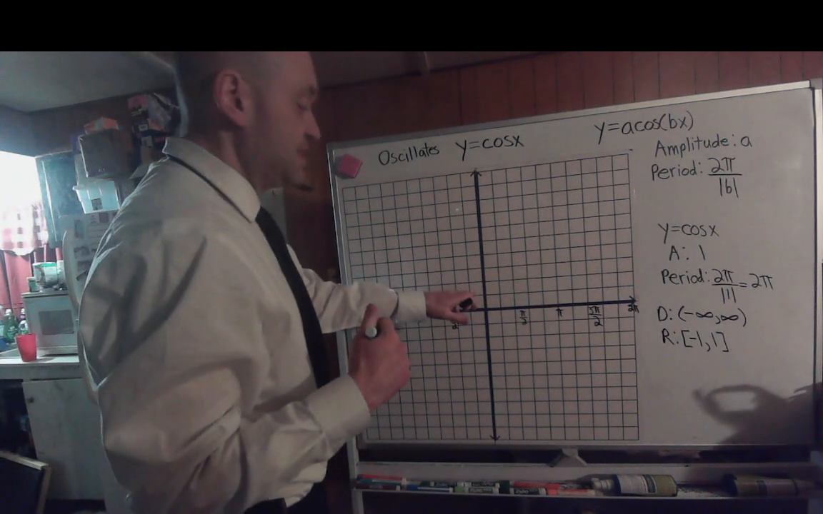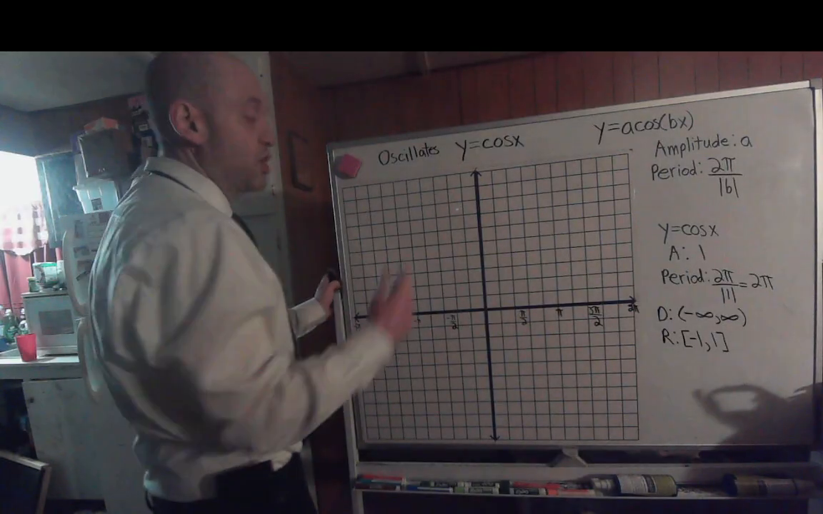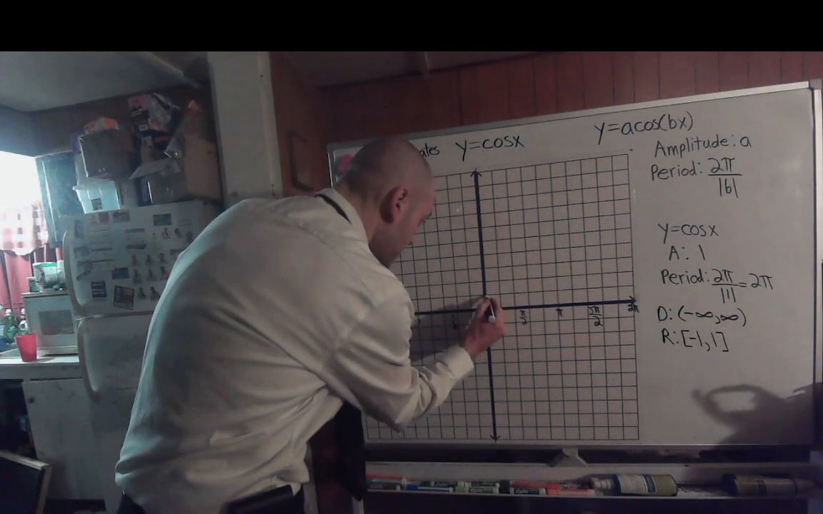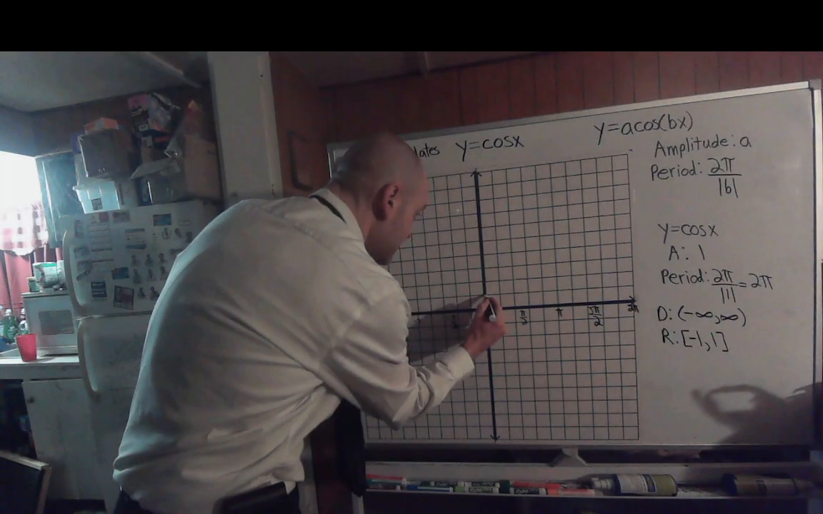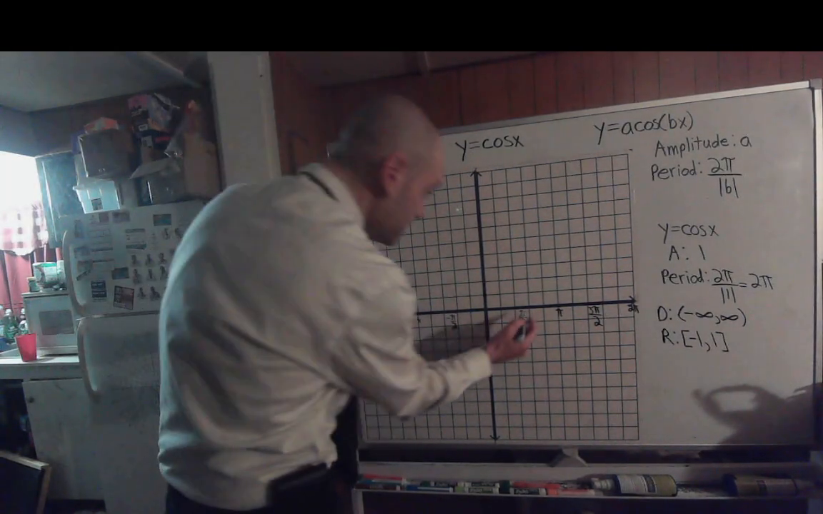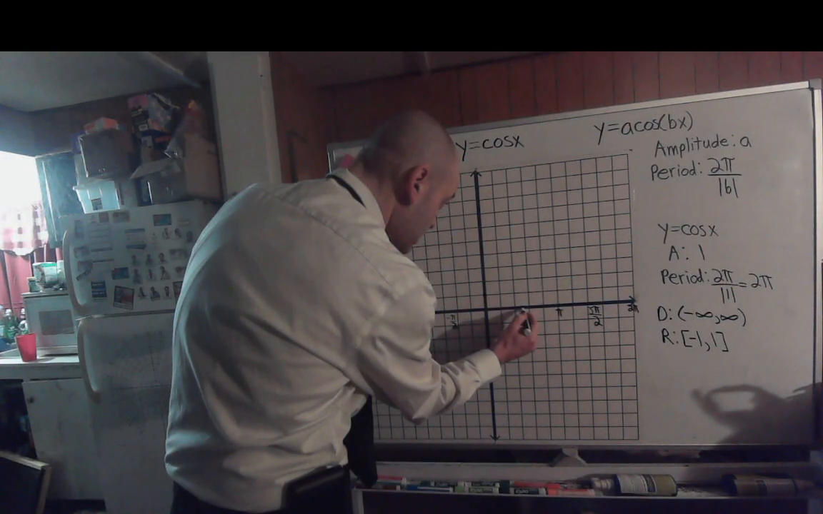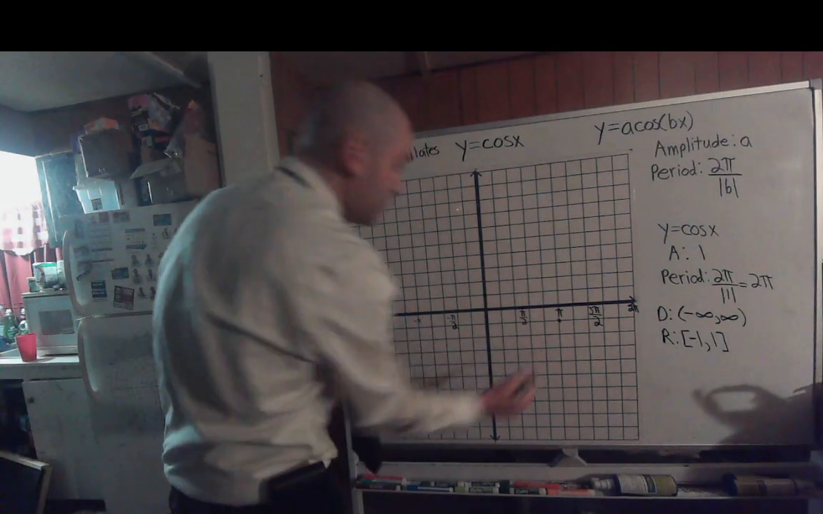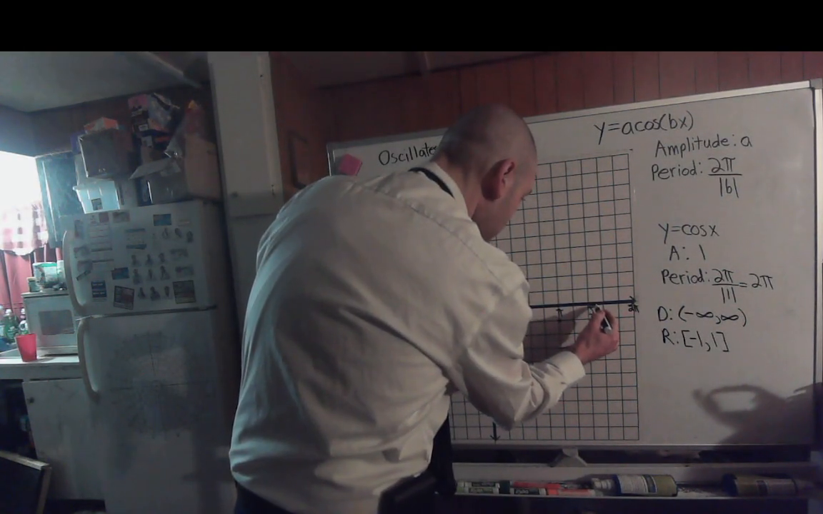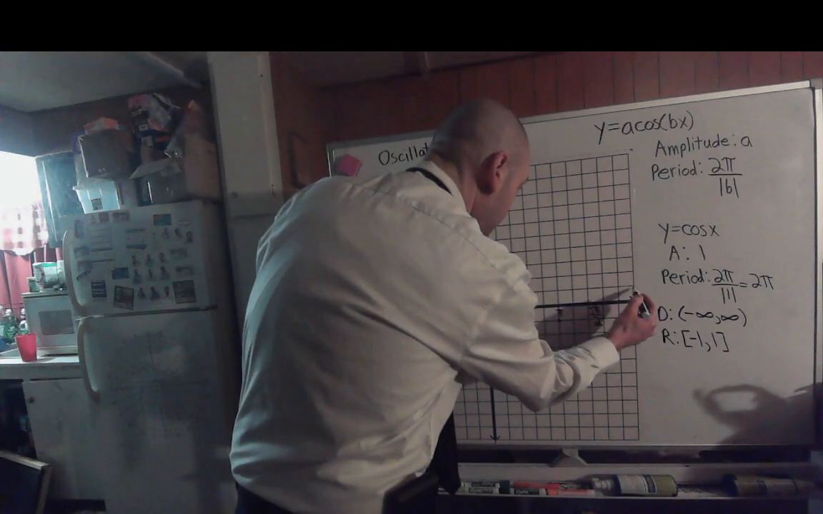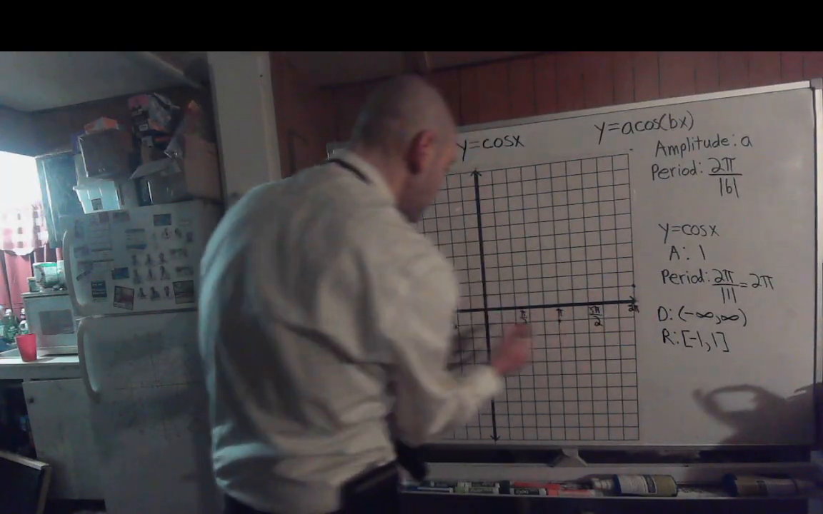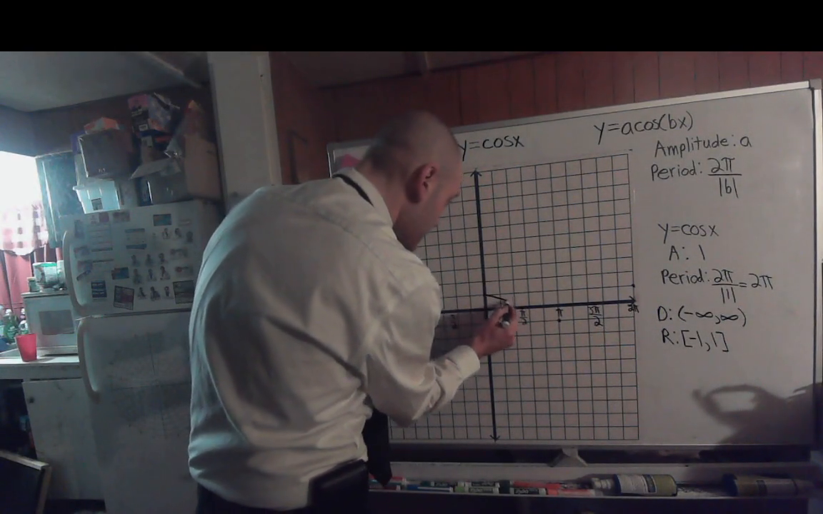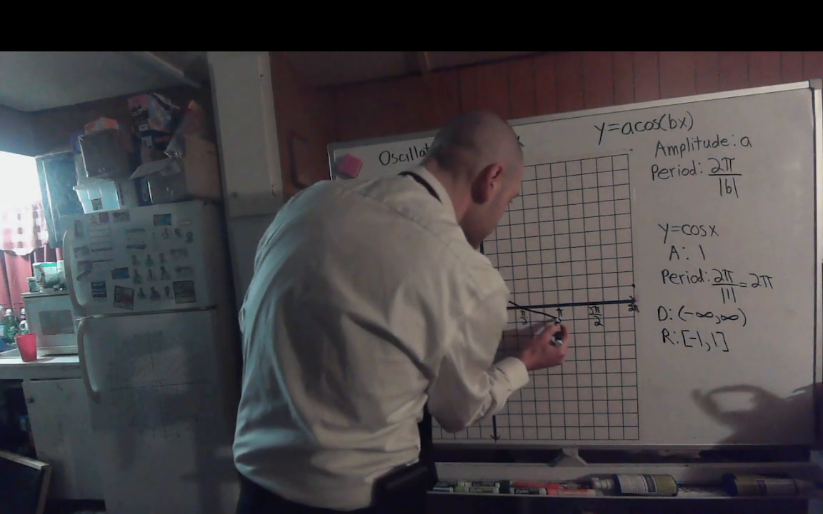Now the graph looks a little similar to the sine, but it's different. Because if we put in 0 for x, the cosine of 0 is 1, so we're actually up here. Now the cosine of pi over 2 is 0. Cosine of pi is -1. Cosine of 3 pi over 2 is 0. Cosine of 2 pi is back to 1. So let's go ahead and draw a nice curve through all these points.